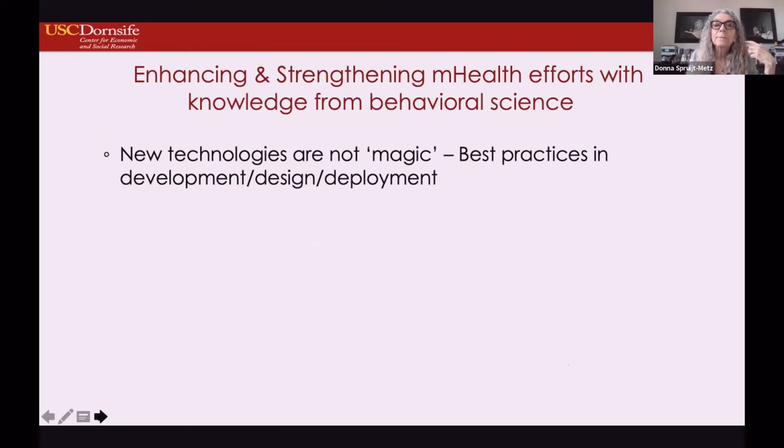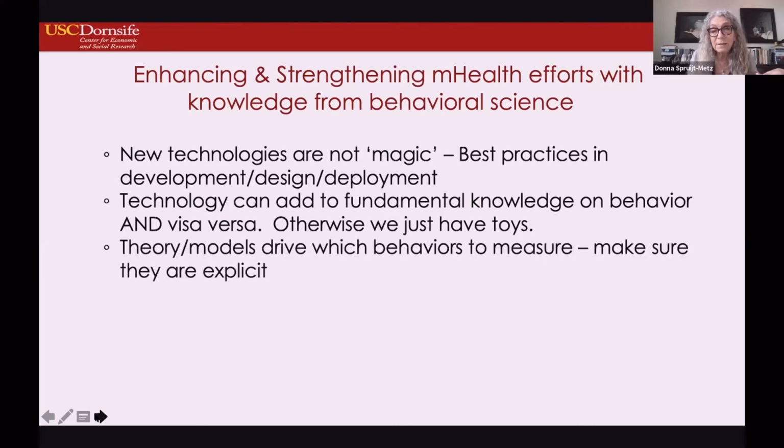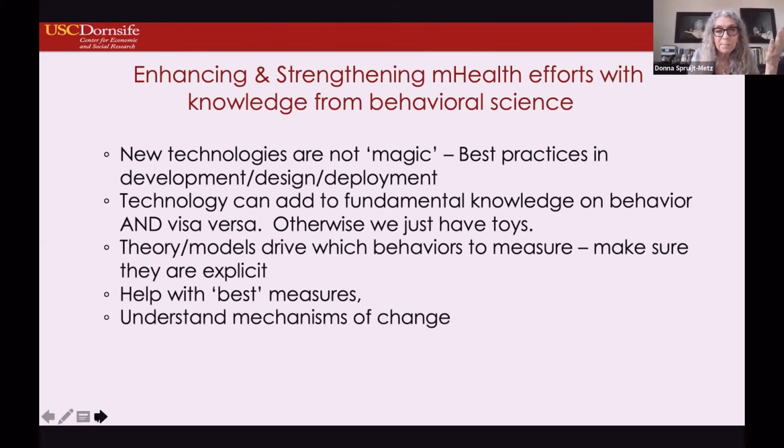Okay. New technologies aren't magic. Technology can add to fundamental knowledge on behavior and vice versa, but if you don't have good research design and theory behind it, otherwise we just have toys. Theories and models drive which behaviors to measure. Make sure they're explicit. They help with the best measures, you need it, and understand the mechanisms of change. Very important. And you need expertise in specific populations.